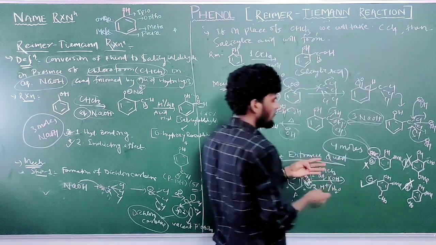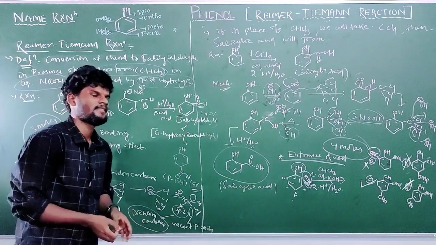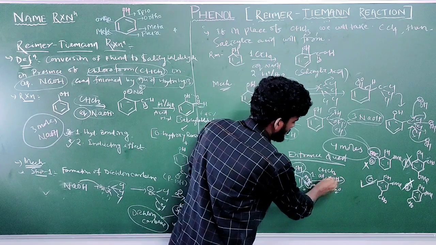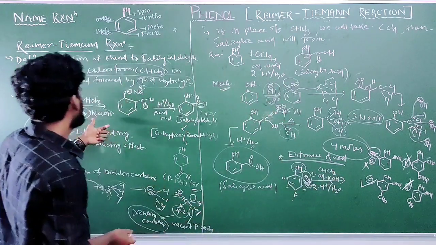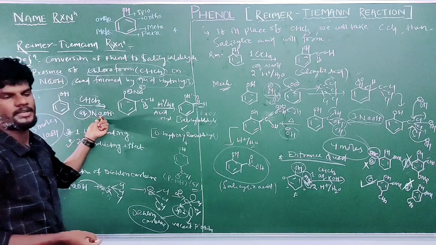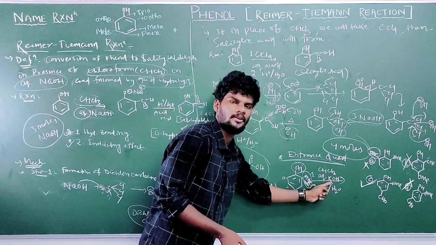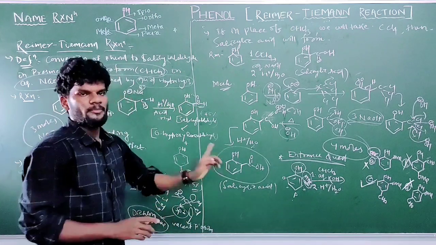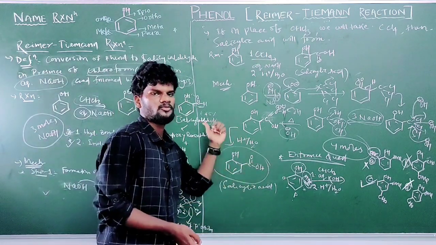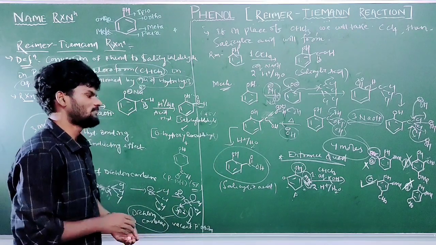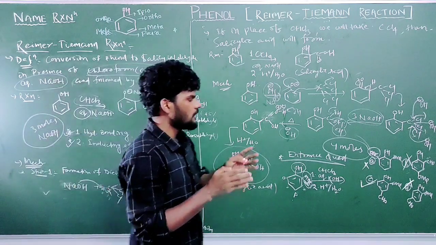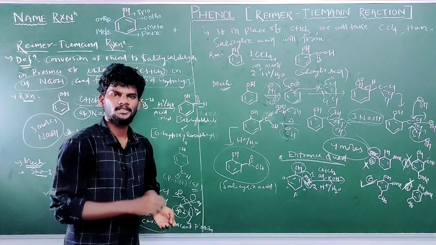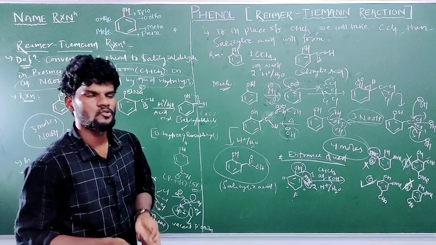The ortho product will not form here. Why? See here KOH, potassium hydroxide, but in the usual Reimer-Tiemann reaction you use sodium hydroxide. Here we are using potassium hydroxide. This is also a Reimer-Tiemann reaction, but instead of sodium hydroxide we are using potassium hydroxide. Between sodium and potassium, which is larger in size? Definitely the potassium ion is larger than the sodium ion.